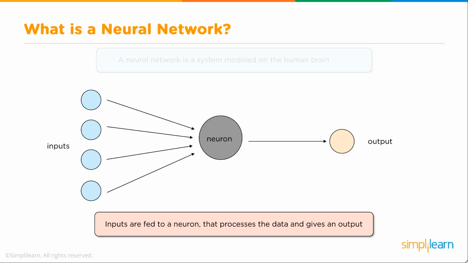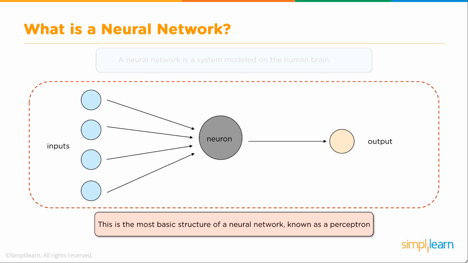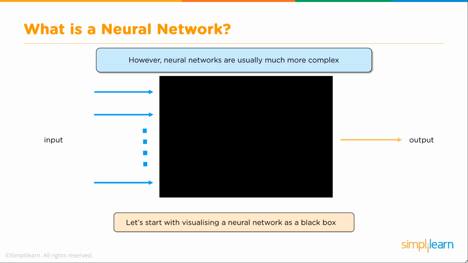We have our inputs coming in. So the inputs are fed to a neuron that processes the data and gives us an output. Input and output. This is the most basic structure of a neural network, known as a perceptron. So if you see the term perceptron, that's what we're talking about. We're talking about this single node that has inputs and an output. However, neural networks are usually much more complex.